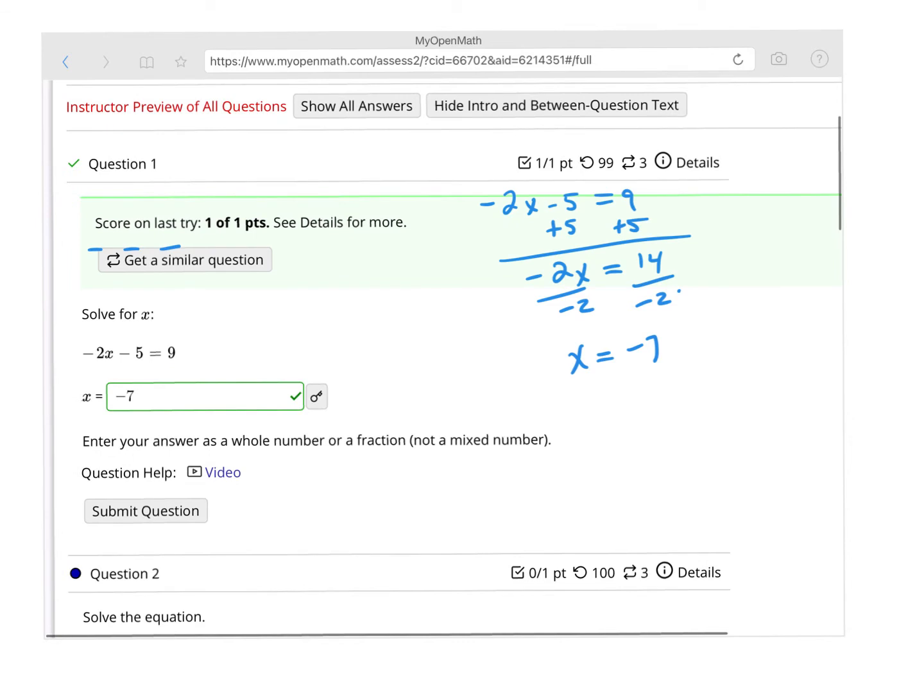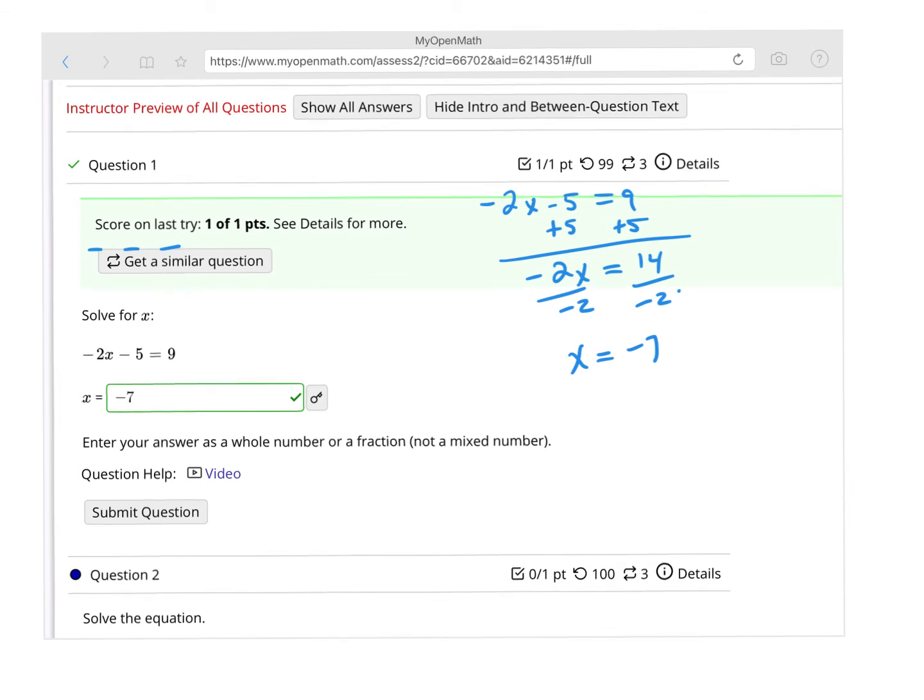So the first thing you're going to want to do is see if you get it right. And notice that this part here all turns green. If you get it wrong, and let's try that in just a second, then that won't turn green, it'll turn red. Well, what I'm going to do now is, let's say that I just want to practice a little bit more. I want a different question. What I can do is hit this button right here that says Get a Similar Question.